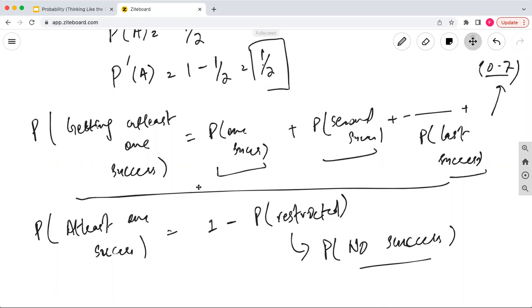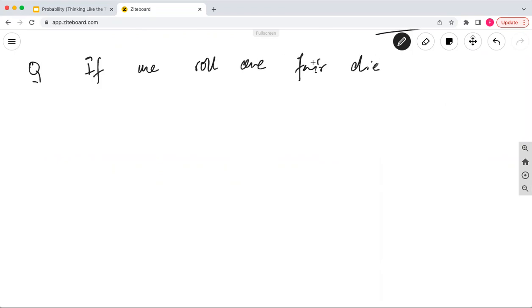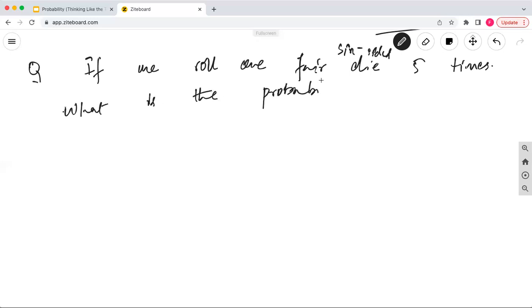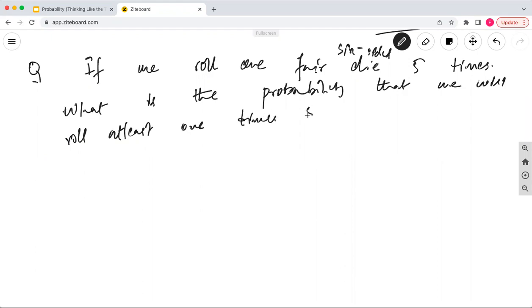For example, let's solve a question for this. I say that if we roll one fair 6-sided die 5 times, what is the probability that we will roll at least 1 time 5 on top?